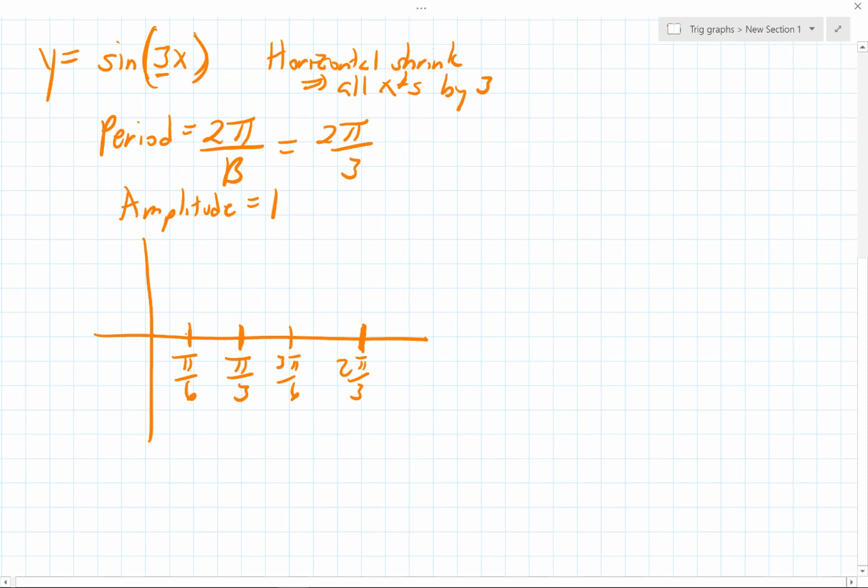So when I graph, my sine starts at the origin, starts at the middle, and then it's going to have a high point at 1, and then back to the middle, a low point at negative 1, and back to the middle, and you can draw that curve. Yay! So we'll do another one like that.